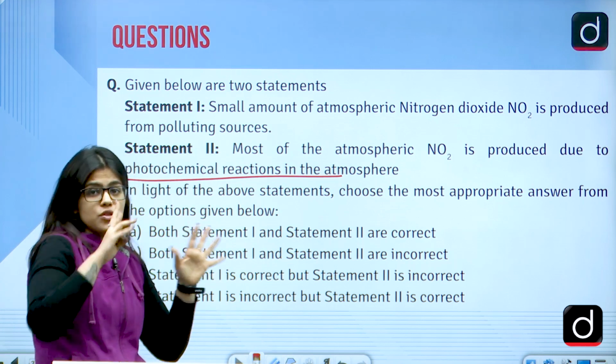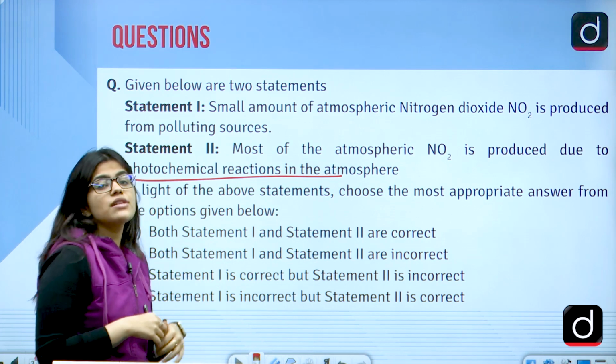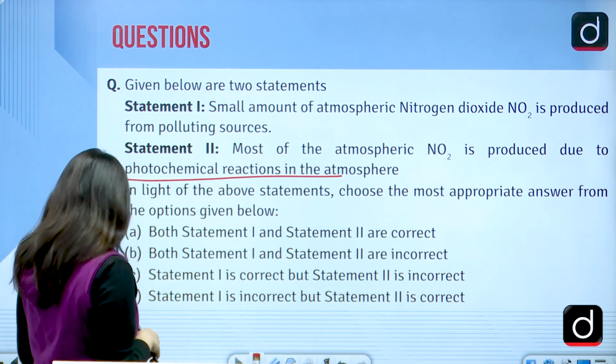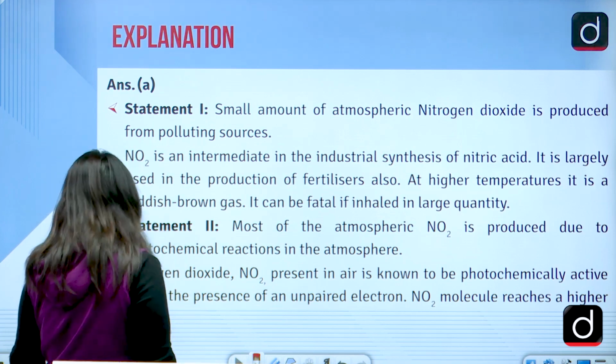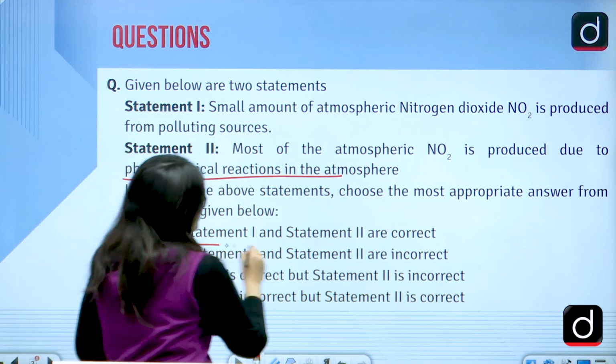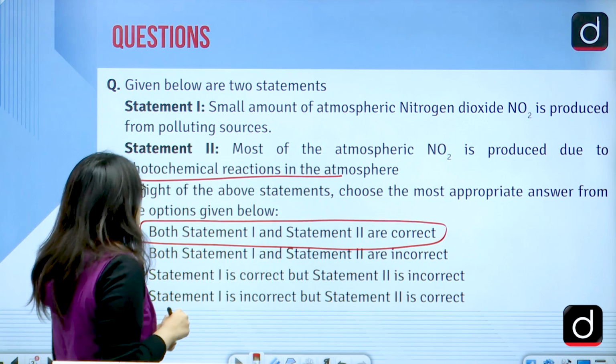Are both of these statements correct? Is the first correct and the second incorrect? What would be the correct answer? Let us see the right answer. That is A, which means that both the statements are correct. Both 1 and 2 are correct. Let us read the statements and then we'll see the explanation.